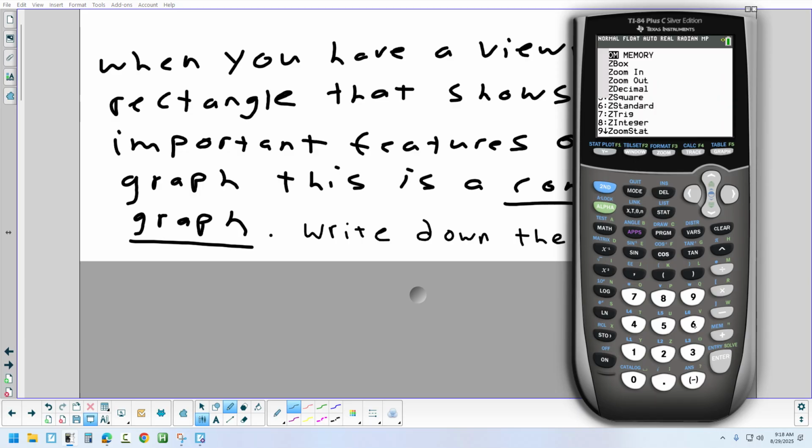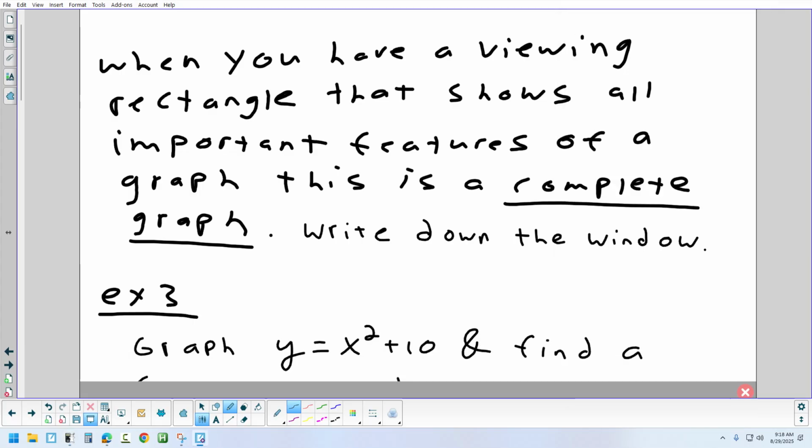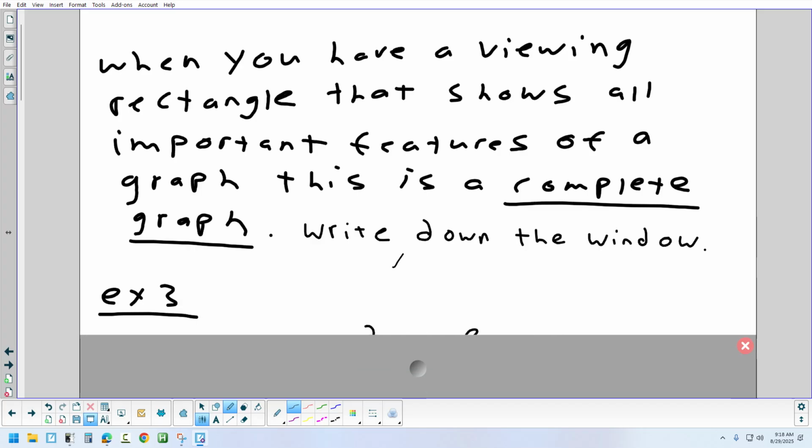If I do zoom 6, that's an awful window for this problem. I can't see anything. That is not a complete window or a complete graph. So all you have to do to find a complete graph is write down the window. So you basically would write down x min, x max, y min, y max.